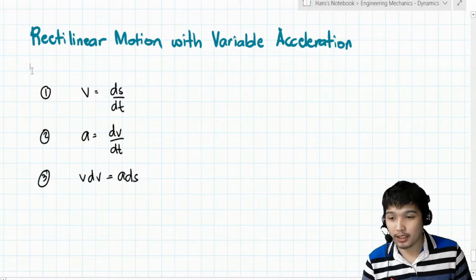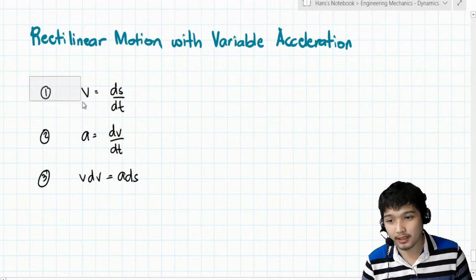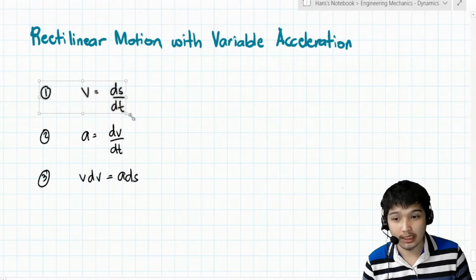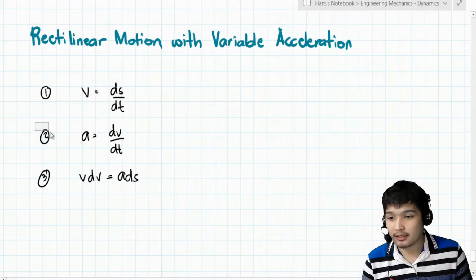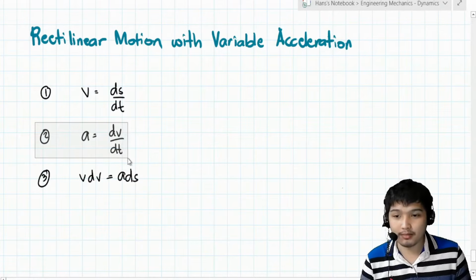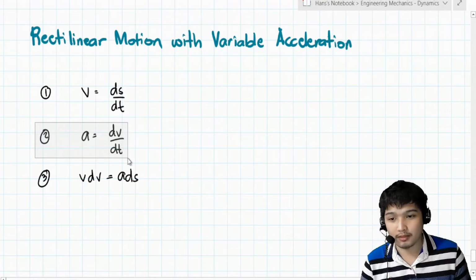Okay, so we were able to discuss this one last time. So ngayon balikan lang natin. So number one, first relationship is that the instantaneous velocity is equal to the first derivative nung position equation with respect to time t, or ds over dt. Next is the instantaneous acceleration is equal to the derivative of the velocity equation with respect to time t.